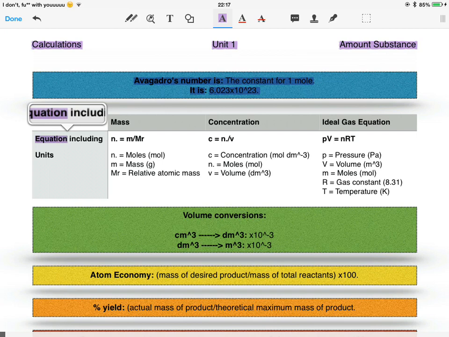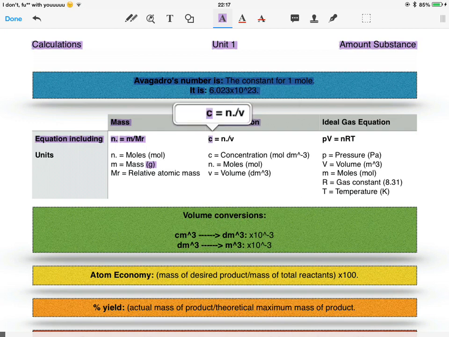The equations that we need to know include moles, which is the number of moles equal to mass over Mr, and in this instance mass is in grams. The concentration is C equals n over V, where the concentration is in moles per decimetre cubed, n of course is in moles, and volume of course is in decimetres cubed.